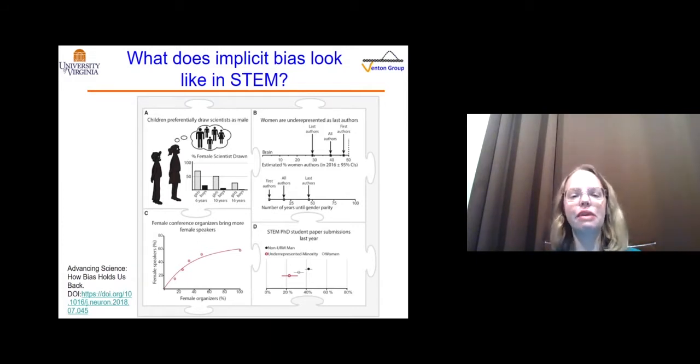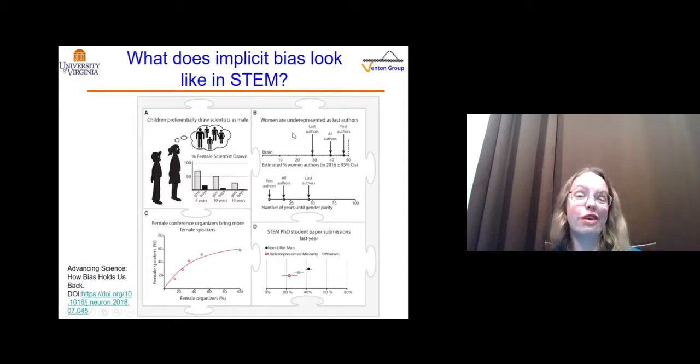You know, so that's who he would draw. It was like, duh, Mommy, that's the only one I would draw, right? But they don't. If you don't see it, you don't draw it. And then it comes, as I said, in underrepresentation as well. So panel B here says women are underrepresented as last authors.